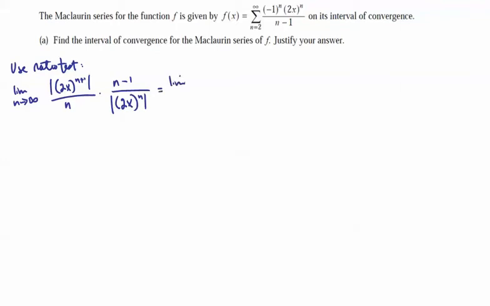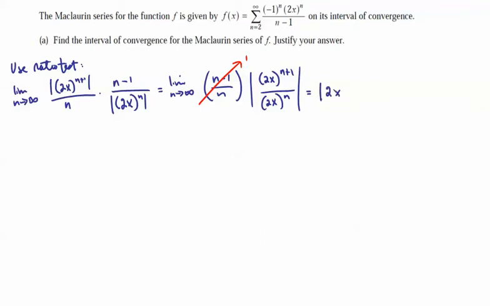Simplifying, we get the limit as n approaches infinity of n minus 1 over n. We know that that limit is simply 1. Then we have absolute value of 2x to the n plus 1 over 2x quantity to the nth power. N plus 1 minus n is just going to leave 1, and so this limit is simply absolute value of 2x. By the ratio test, this series converges whenever that limit is less than 1. So that will be when x is greater than negative 1/2, less than positive 1/2.